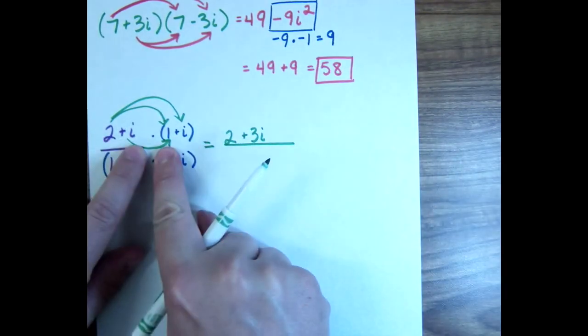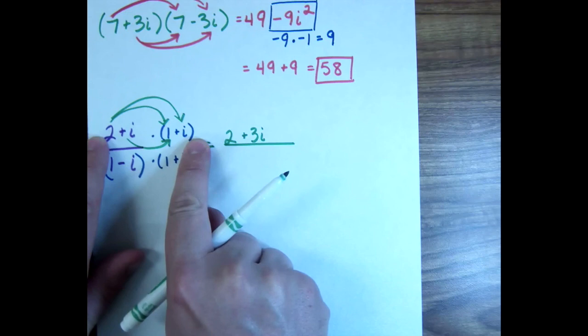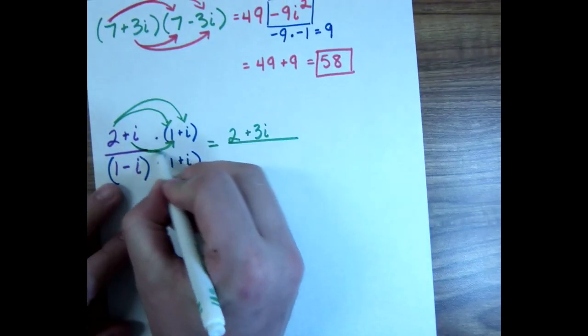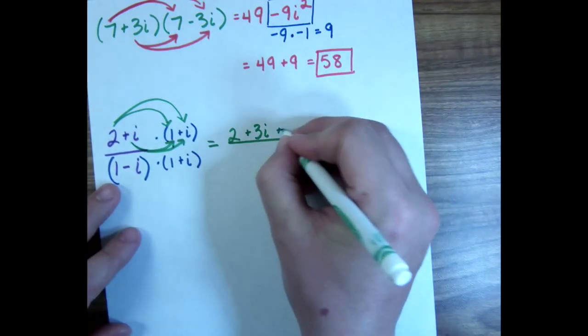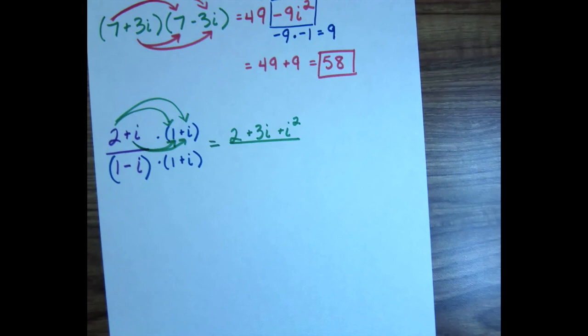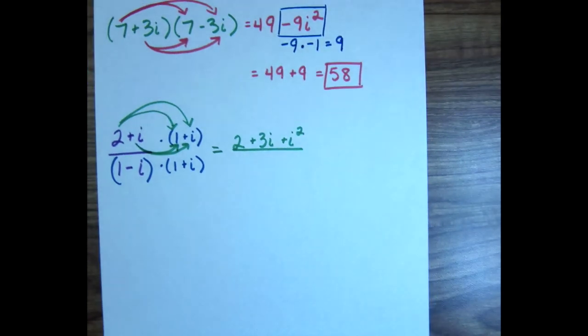2i plus 1i? 2 times i and 1 times i? I do it just for you. And then i times i squared. I'll clean that up in just a minute.